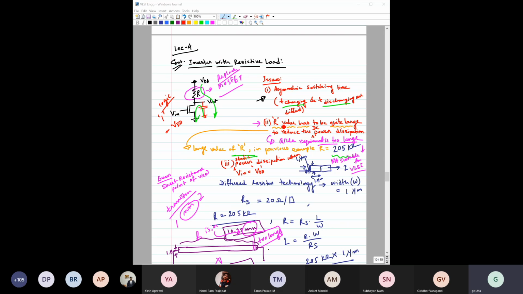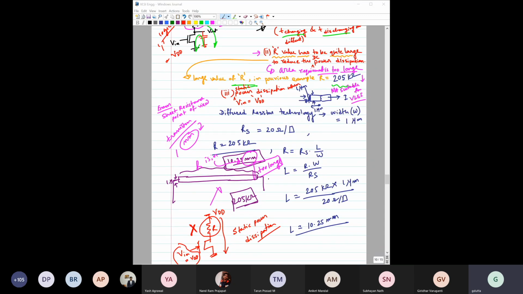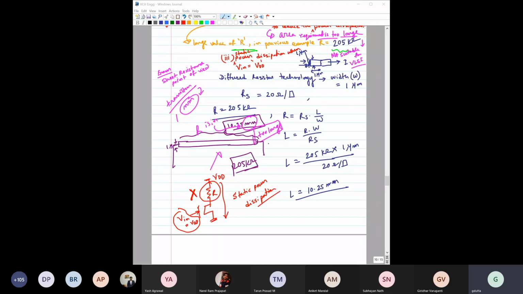That is, the R value is quite large. So first and foremost, we have understood we cannot use any resistance. We have to replace it with some MOSFET only, right? So we have to reduce the area. So the next step, we are considering only the area part. Okay, and let's see how we will do in terms of static power dissipation there as well.